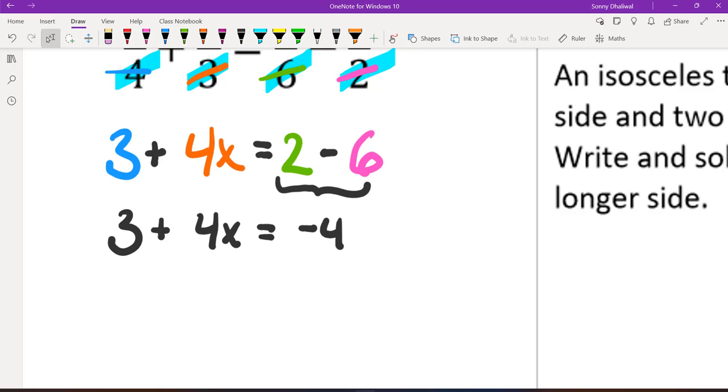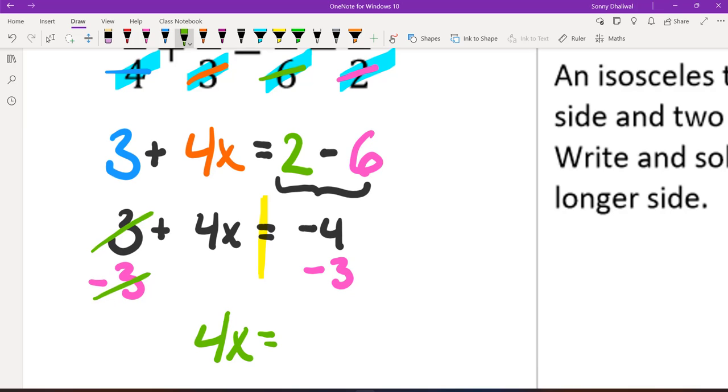Okay, now we use the equal sign to separate it. What number are we trying to get rid of? 3. How do you get rid of the 3? Subtract. Because that's a positive 3 plus 4x. So we subtract 3. Adding, subtracting once per side. All right. So the 3's are gone. I'm left with the 4x. What do we have on the right-hand side now? Negative 7. Thank you. Negative 4 minus 3, negative 7.